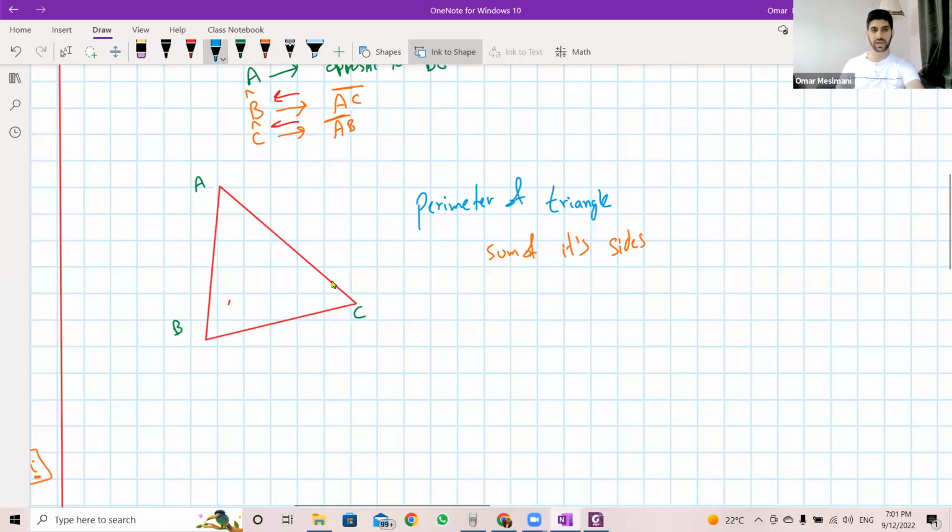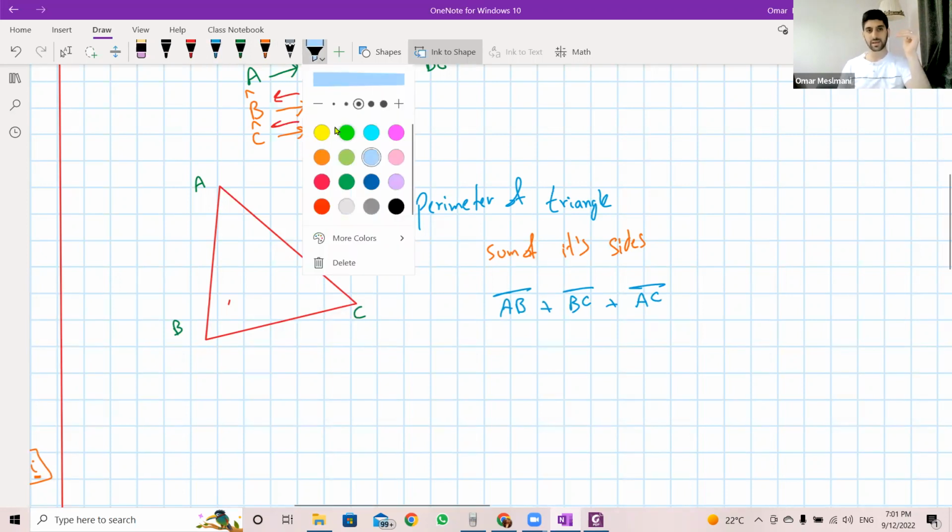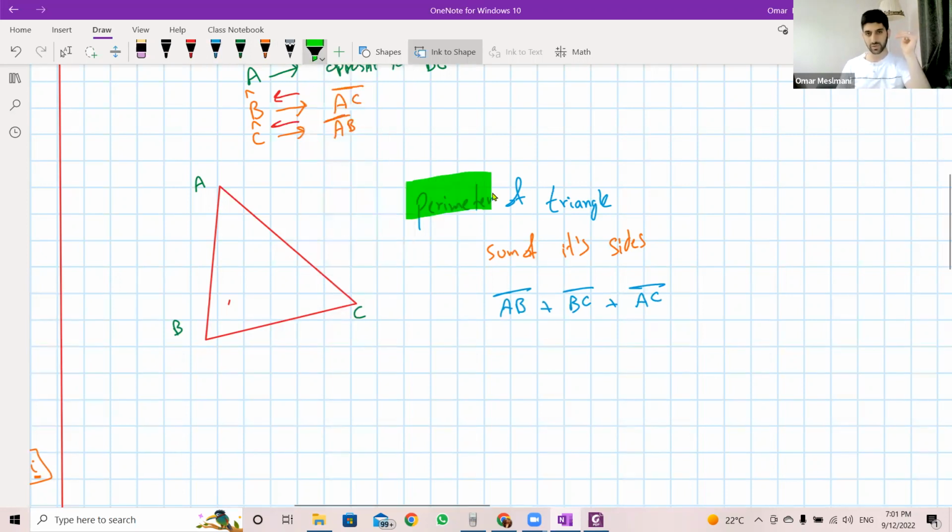In other words, I'm going to add the side AB plus the side BC plus the side AC. So the perimeter of a triangle is going to be the sum of its sides. This is what we call the perimeter. Don't forget.